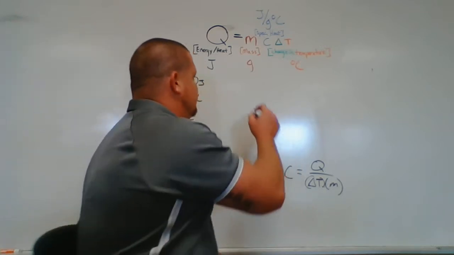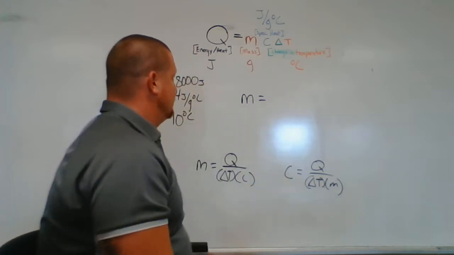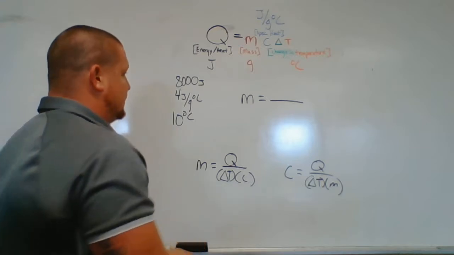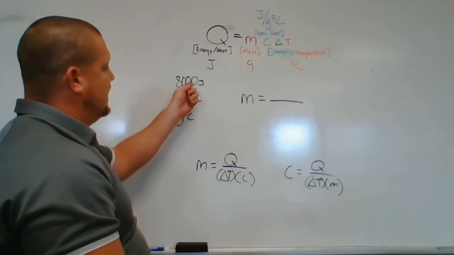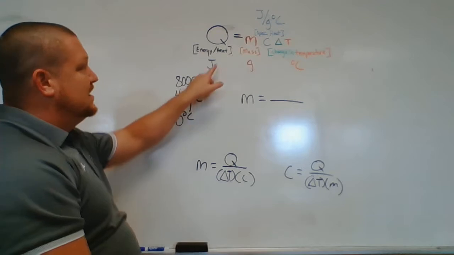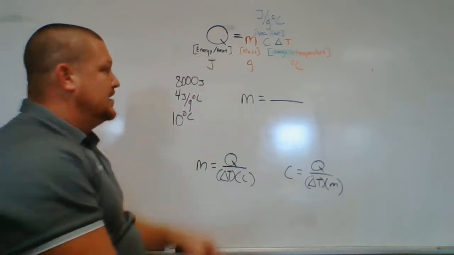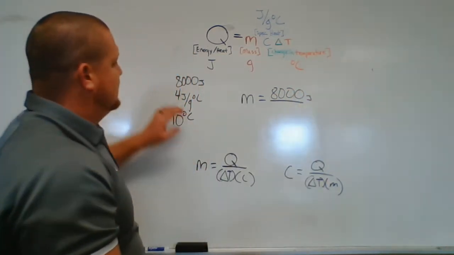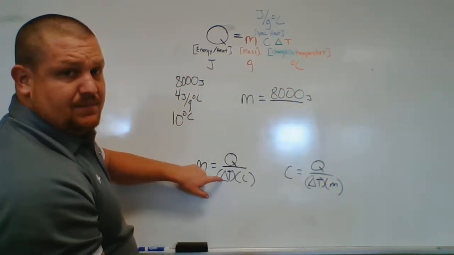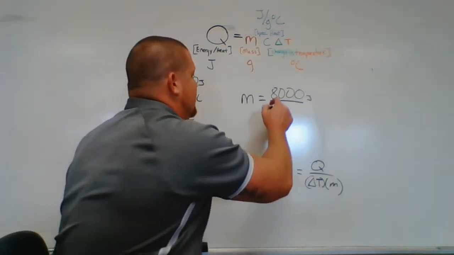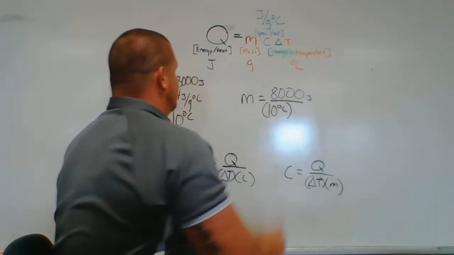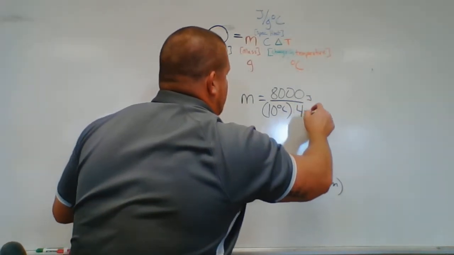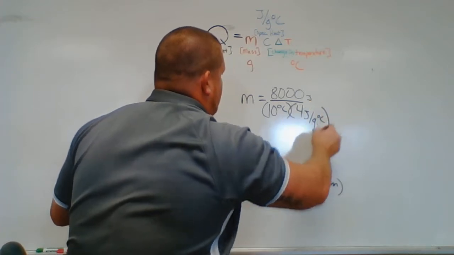So we're going to set it up. M equals, our Q is going to go on the top. So let's plug it in here. Our Q is 8,000 joules, because we see that J. We know it stands for heat or energy added. So 8,000 joules. Our change in temperature is 10 degrees Celsius. And our specific heat, C, is 4.